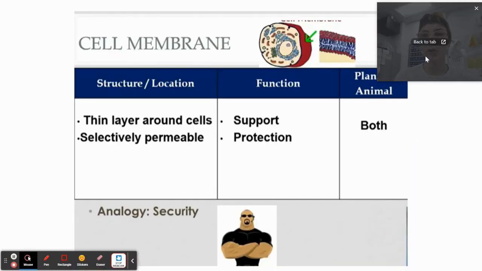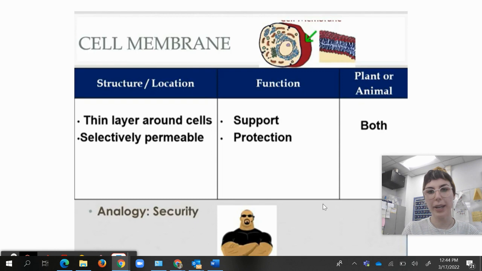All right, so let's go organelle by organelle here, and let's start with the cell membrane. So the cell membrane is a membrane-like sac that wraps around the cell. We find it in both prokaryotic and eukaryotic cells, so it is the one organelle that we can see across both types. In terms of its structure, it's a thin layer around the cell. It's mostly made of lipids or fats, and it's selectively permeable, which basically just means that it decides what gets to go in and out of the cell. It provides support and protection for the cell, and we're going to find it in both plant and animal cells.